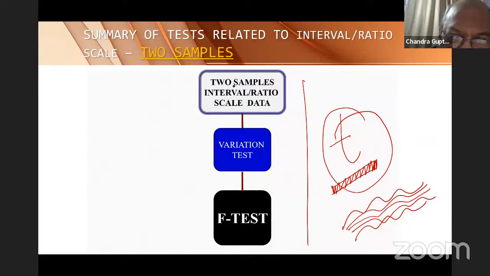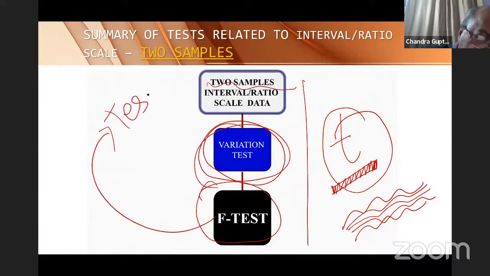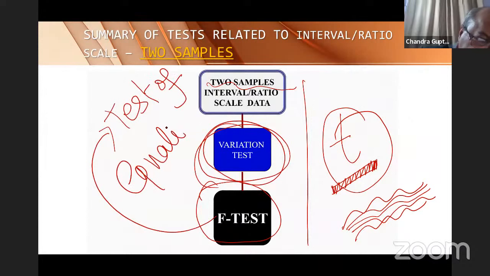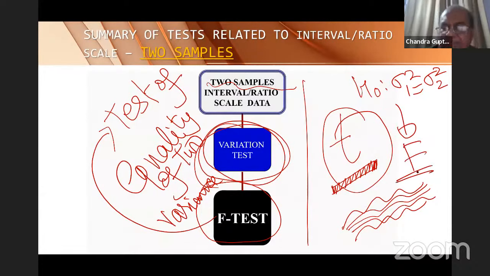And if we have two samples and we are checking for variation, then we use F-test. So F-test is a test of equality of two variances. If the null hypothesis is that variance of 1 is equal to variance of 2, then you can make use of F-test. And both the samples should be independent. That's a condition.